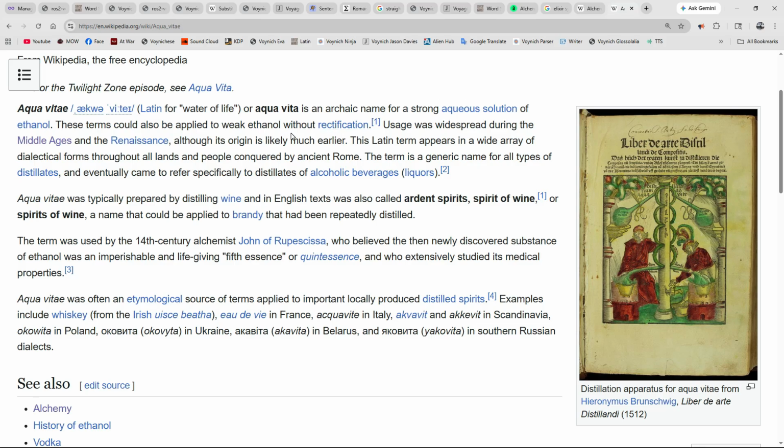Aquavita is an archaic name for strong aqueous solution. The term is a generic name for all types of diluents and eventually came to mean alcohol beverages. Aquavita was typically distilled from wine. However, the term was used by 14th century alchemist John of Rupescissa, who believed the newly discovered substance of ethanol was imperishable and the life-giving fifth essence, quintessence, which he extensively studied for medical properties.